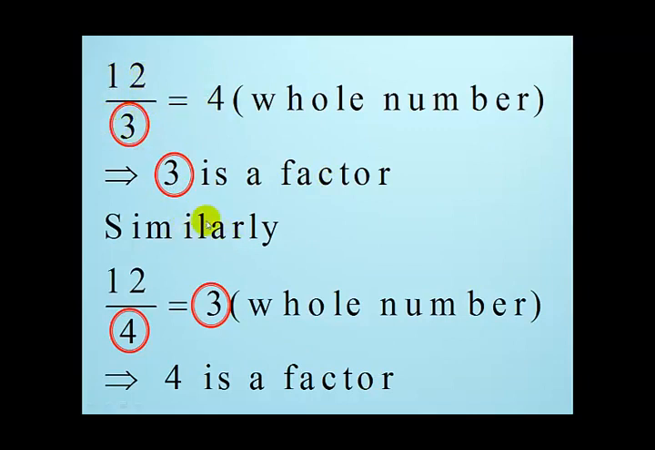Similarly, when we divide 12 by 4, the answer is 3. And 3 is also a whole number. That means that 4 is a factor, because 12 divided by 4 gives us 3. That's a whole number, and therefore 4 is also a factor. So if you divide any number by another number and you are getting a whole number, then it means that the denominator or the divisor is a factor of the numerator.